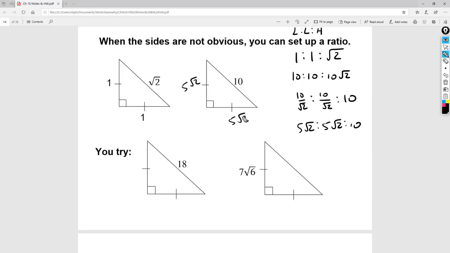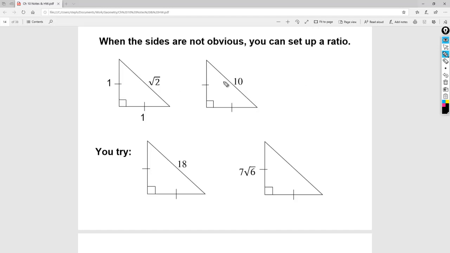Alternatively, I could have just straight divided by the square root of 2 using my rule from before. So I know that my hypotenuse is 10, so that means each of my sides must have been 10 divided by the square root of 2. Right, that's my rule. And then I would just rationalize, again, get 5 root 2. Totally fine.